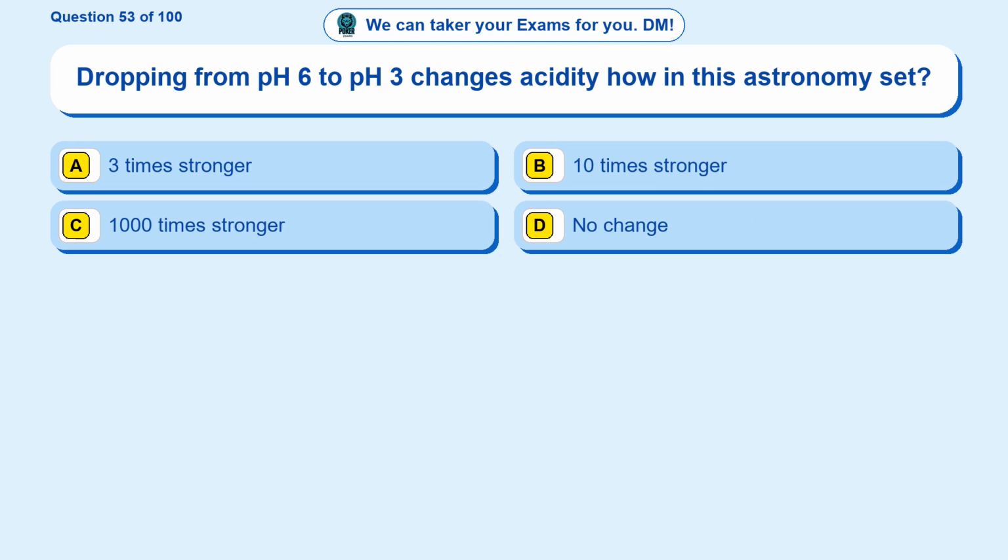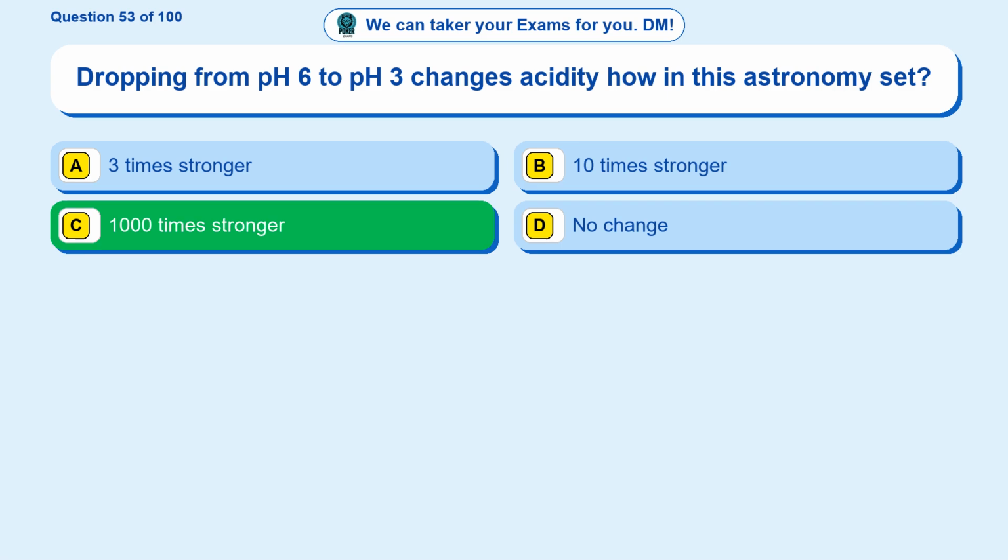Question 53. Dropping from pH 6 to pH 3 changes acidity how in this astronomy set? Option A, 3 times stronger. Option B, 10 times stronger. Option C, 1000 times stronger. Option D, no change. The correct answer is option C, 1000 times stronger.